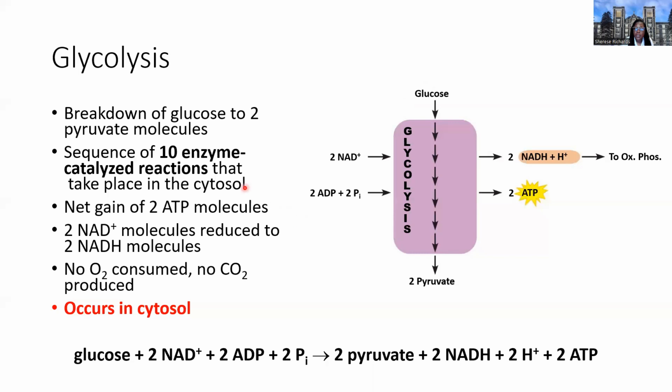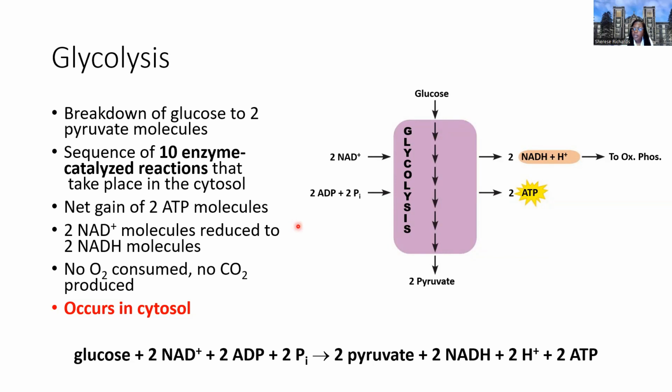This happens in the cytosol or the cytoplasm of the cell. And what we yield is 2 net ATP. And we'll talk about why it's 2 net. Because we have to input 2 ATP and we yield 4 ATP, the cost of that is 2. So we only yield a net of 2 ATP molecules.